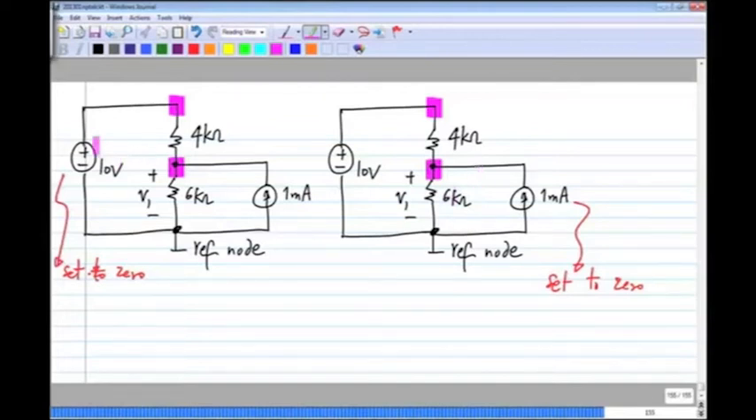Now this is a linear circuit. We have independent sources, and except the independent sources we have just resistors which are linear. So we can apply superposition. Okay. Now when I set 10 volt source to 0, what does it mean? What should I replace the 10 volt source by? When I say set to 0, what does it mean? What should I replace it by?